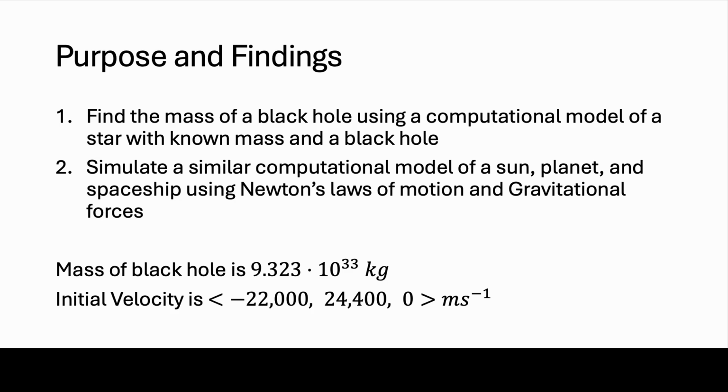The findings are that the mass of the black hole is approximately 9.3 times 10 to the power of 33 kilograms for part 1, and the initial velocity used for part 2 is negative 22,000 meters per second in the x direction and positive 24,400 meters per second in the y direction.